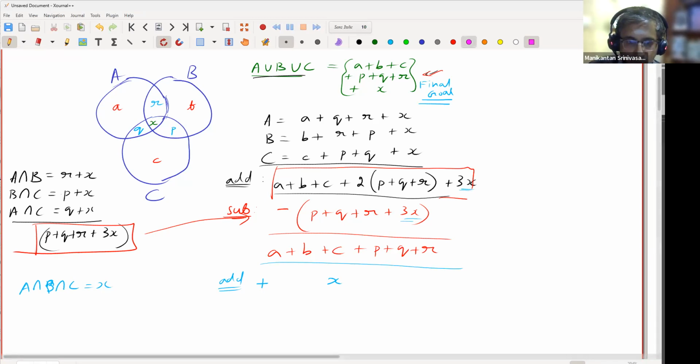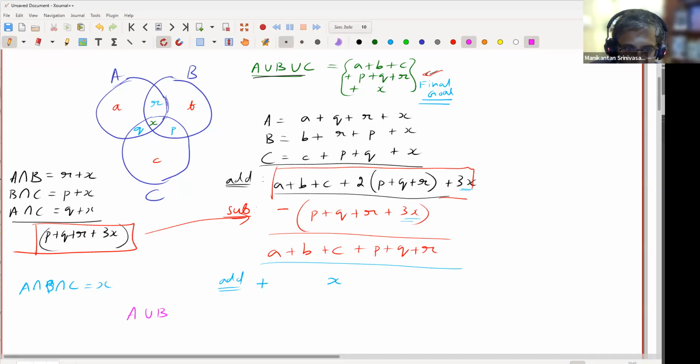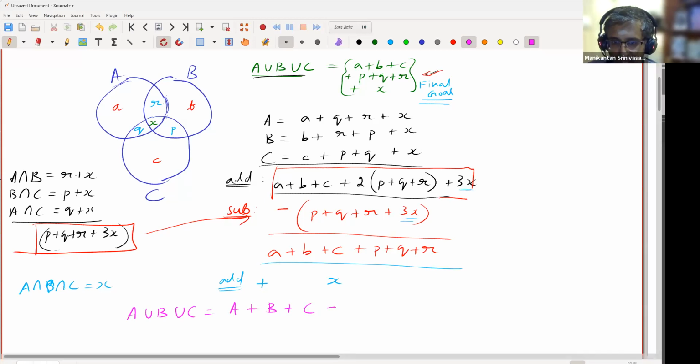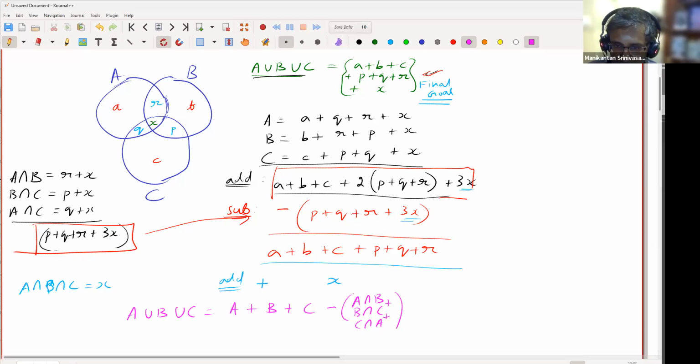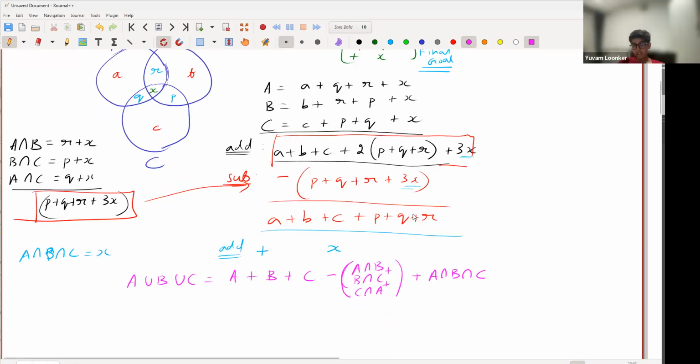So to summarize, what did we say? A union B union C: we first added A, B, and C, but that was too excessive. And therefore, we subtracted the combination of A intersection B plus B intersection C plus C intersection A. But then we overcompensated by removing the 3X completely. And therefore, I'll just put back that one single X. That's how we get the A union B union C formula. Doesn't it make sense, Yuvam?